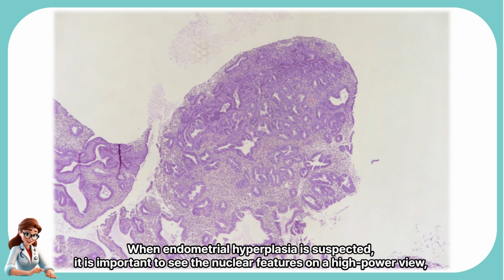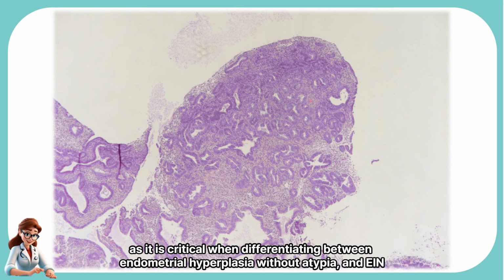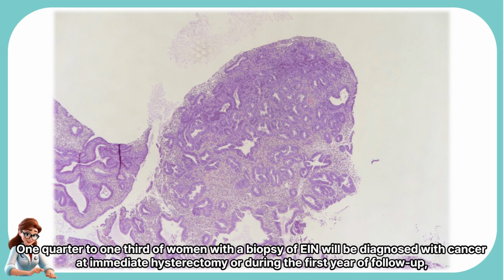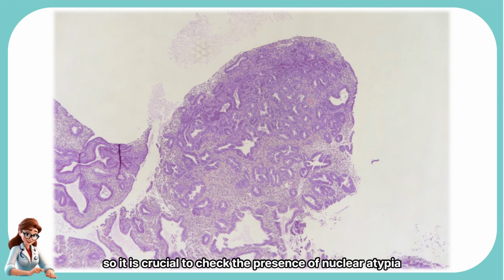When endometrial hyperplasia is suspected, it is important to see the nuclear features on a high-power view, as it is critical when differentiating between endometrial hyperplasia without atypia and endometrial intraepithelial neoplasia, EIN. 1/4 to 1/3 of women with a biopsy of EIN will be diagnosed with cancer at immediate hysterectomy or during the first year of follow-up. So it is crucial to check the presence of nuclear atypia.